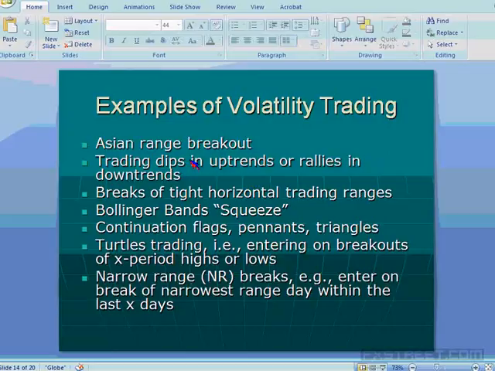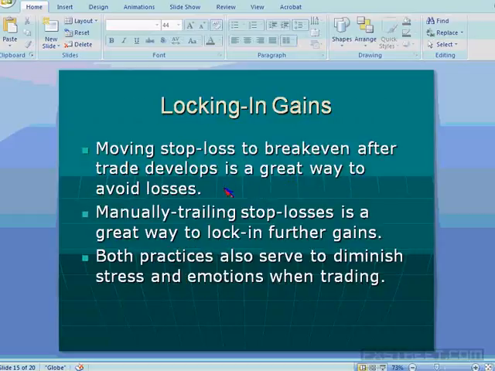Examples of volatility trading: the Asian range breakout. Oftentimes, and this used to be really popular, during the Asian range there will be somewhat of a trading range, and then you're looking for the European or the London session for a breakout of that, and a lot of people used to trade that. Trading dips in uptrends or rallies in downtrends are examples of volatility trading. Breaks of tight horizontal trading ranges and the Bollinger Band squeeze are all examples of volatility trading.